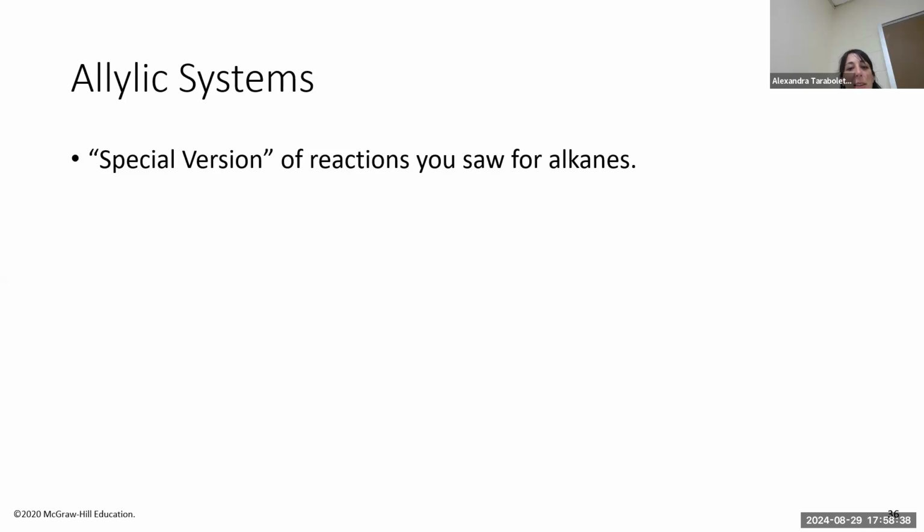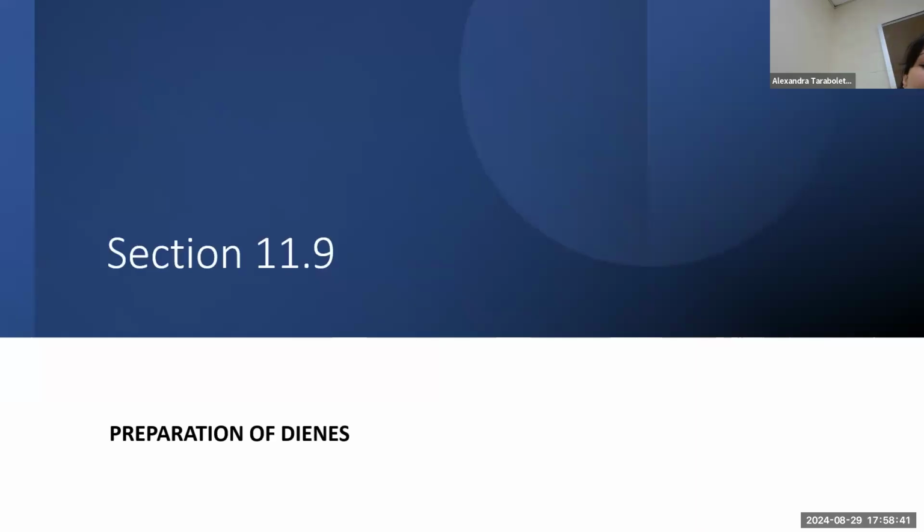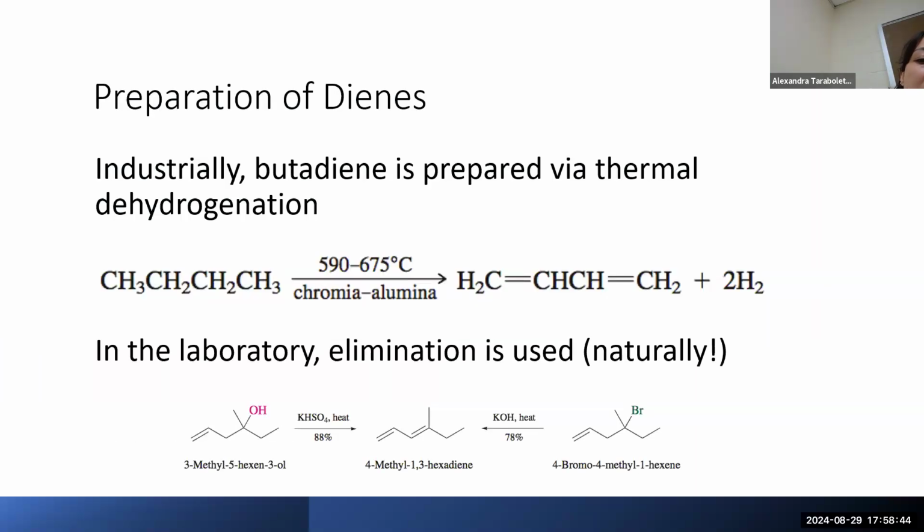Okay, so let's talk about how you would make a diene. We've talked about how to make just alkenes already in Orgo 1. But what about if you want more than one double bond? Well, you can technically just do a dehydrogenation industrially to just go from single bonds to a diene. You can see this takes a lot of heat and a metal catalyst.